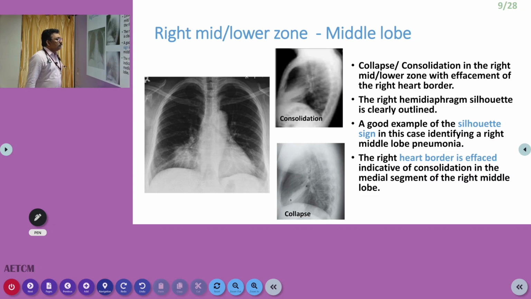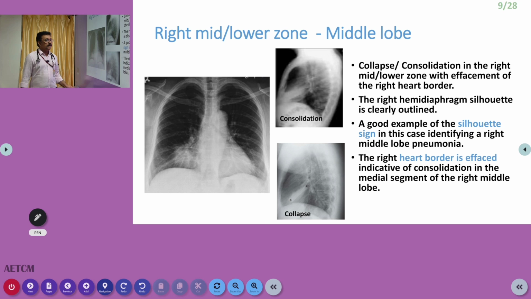lateral view. But if the patient's symptoms are like cough, breathlessness since the last 1 or 2 weeks, and he is having a lesion like this, and you are seeing the air bronchogram in the lesion. Air bronchogram means inside the consolidation you can see the airway in black color. You can see here it is in black color. That is air bronchogram. So that indicates right middle lobe consolidation.